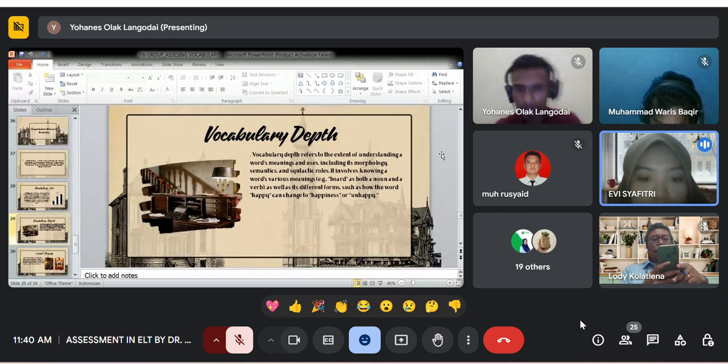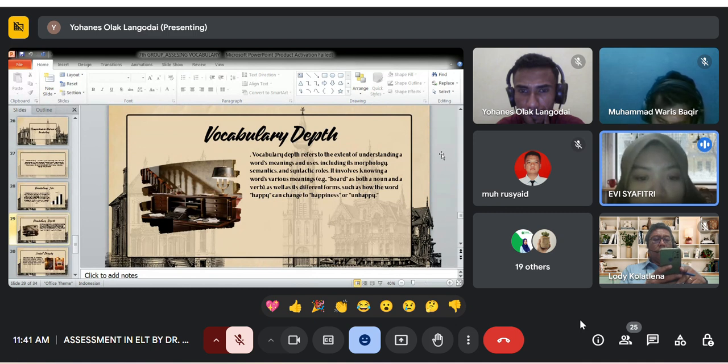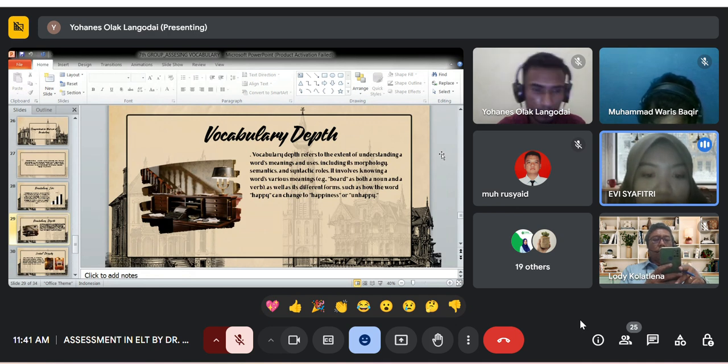It involves knowing a word's various meanings, as well as its different forms, such as how the word happy changes to happiness or unhappy. The ability to understand a word in isolation, regardless of the context in which it was first encountered, is a key aspect of vocabulary depth. And it also emphasizes how attitudes such as sarcasm can affect word meaning.